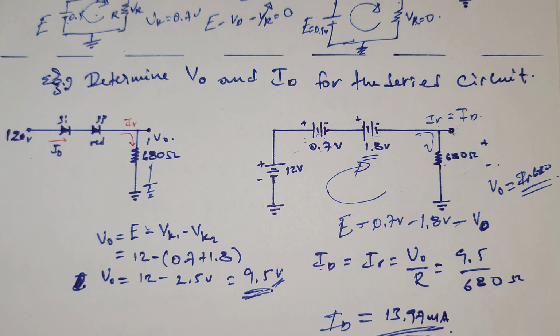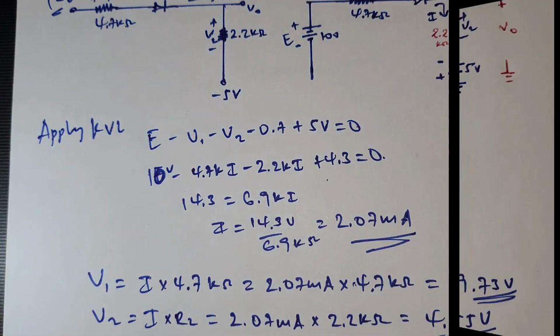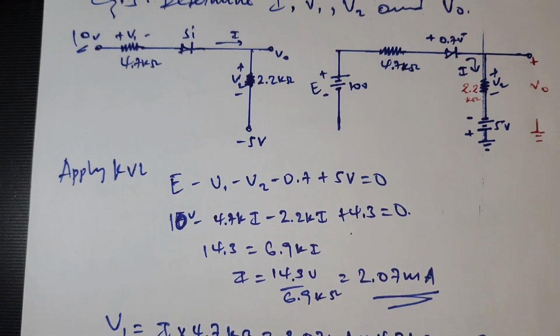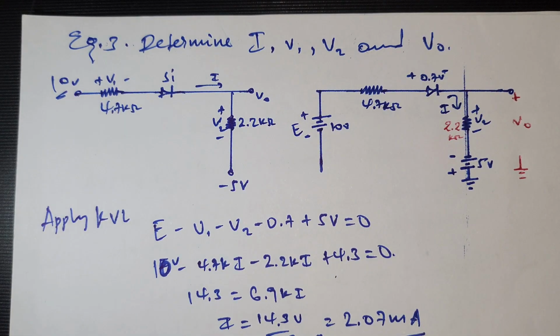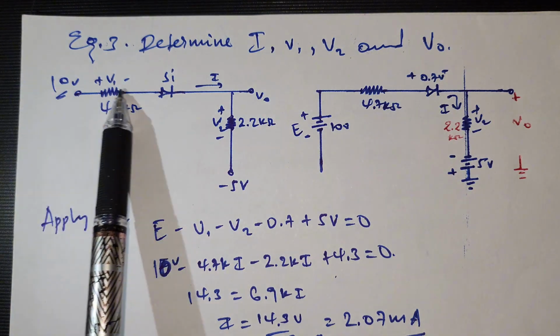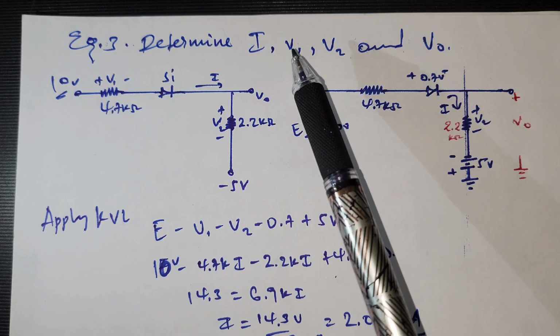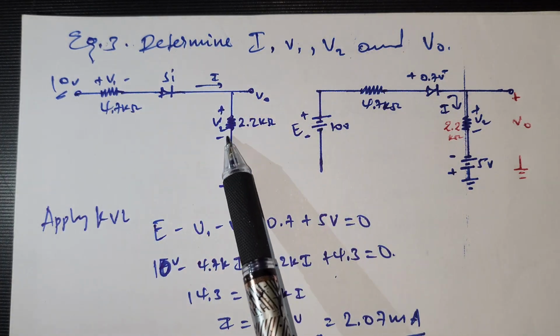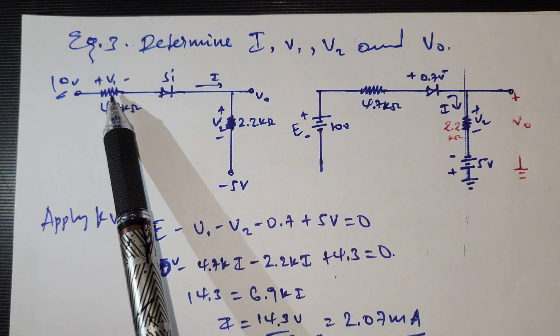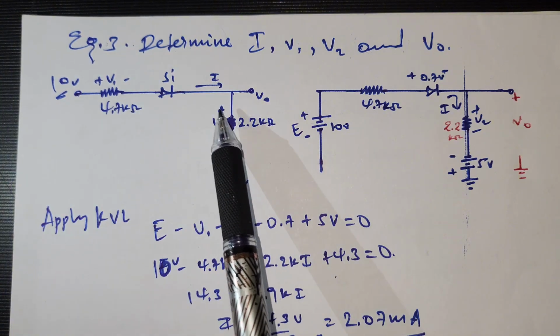So let's go to the third example. As you see, this is the third example. We have been given this circuit, and we are asked to calculate the current which flows through this circuit, because this circuit is set in series.